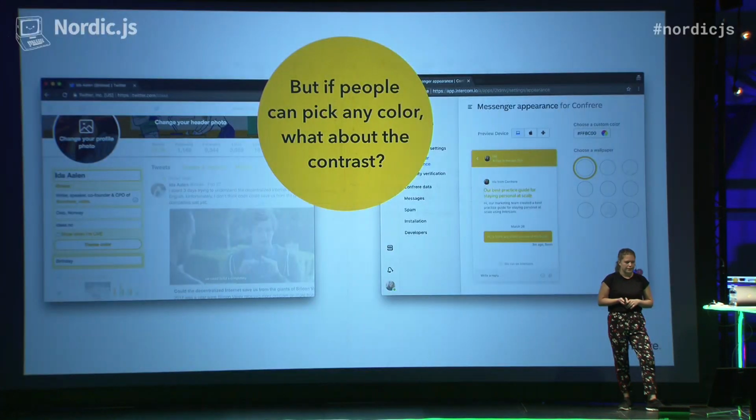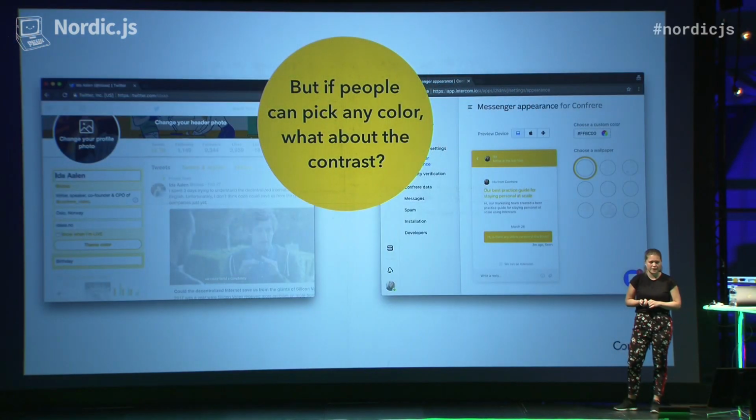But what happens if you let people pick whatever color they like? Because when you think of a brand, the first thing that probably comes into your mind is the brand color, right? So we looked at some of the apps that are out there, like Twitter and Intercom, and we tried to change the color to yellow. And white color on yellow is not the best contrast.